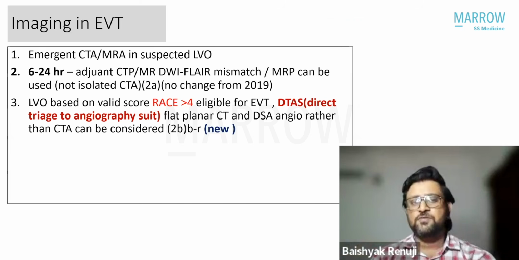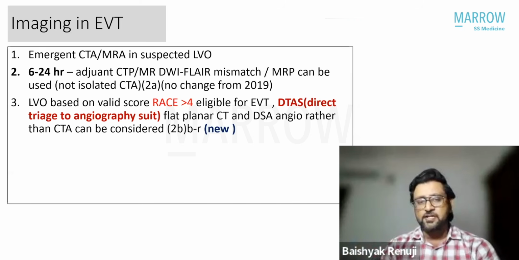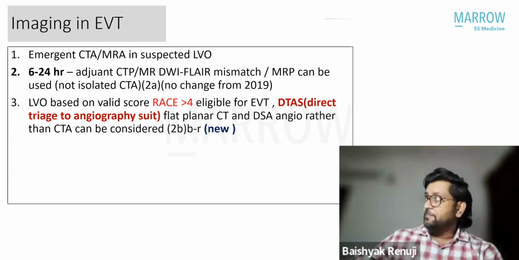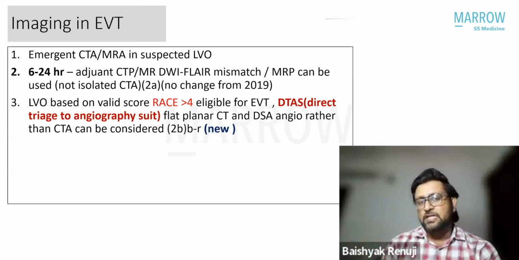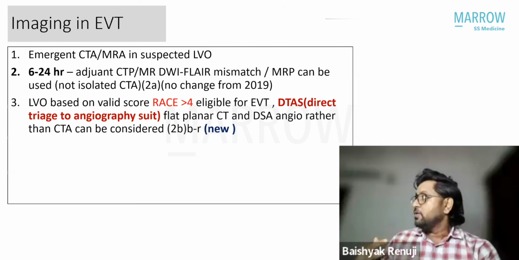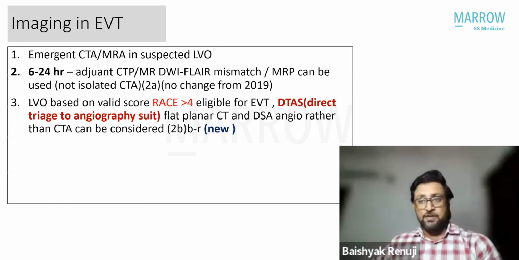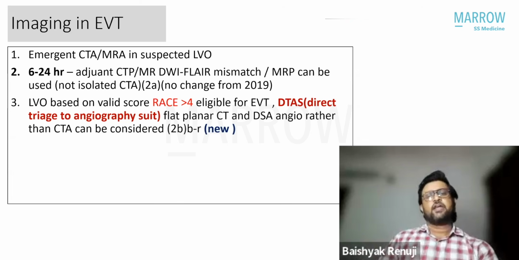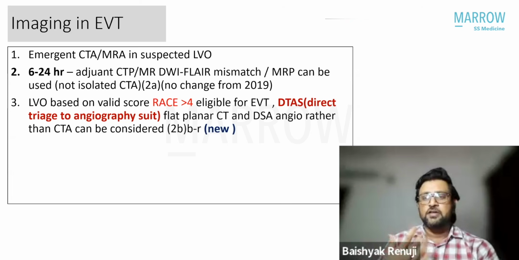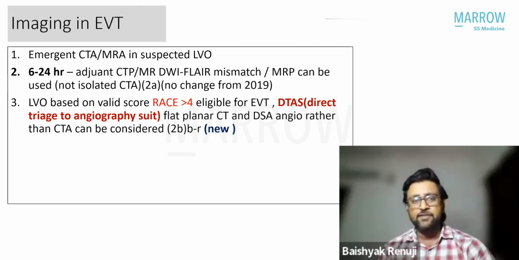Then another new thing, the third point, is the only new thing. For entrance, you should remember the third point. LVO is based on the RACE score. If the RACE score is more than 4, you can directly take the patient to the angiographic suite. Suppose you don't have time, the patient came directly and you suspect LVO based on RACE, or even based on your NIHSS or clinically. You can directly shift to the angiographic suite, do a CT in the DSA suite, lyse the patient there, then directly take for DSA.